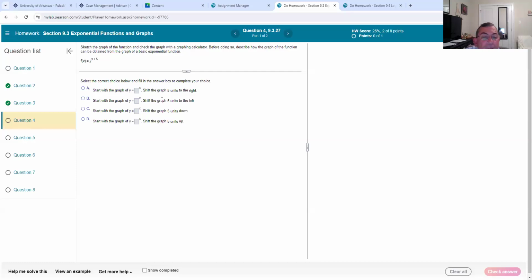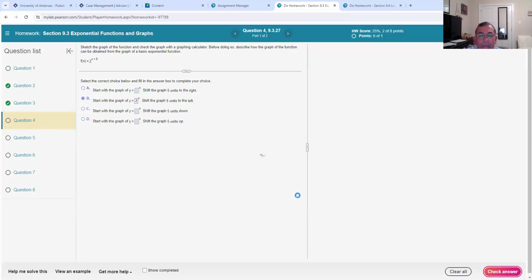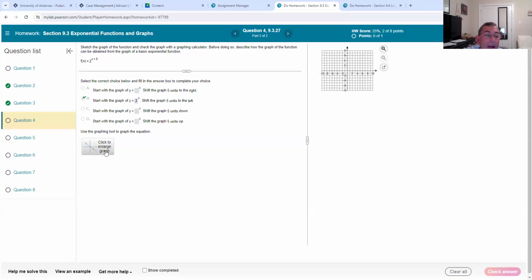All right, so we said shift left. So that would be B, where it says shift the graph 5 units to the left. And we got to put our base here. So we're starting with the graph of y equals 2 to the x. So whatever number's in front of the exponent, you bring down here. All right, so once you do that, you got to check your answer. And then we got to graph this.